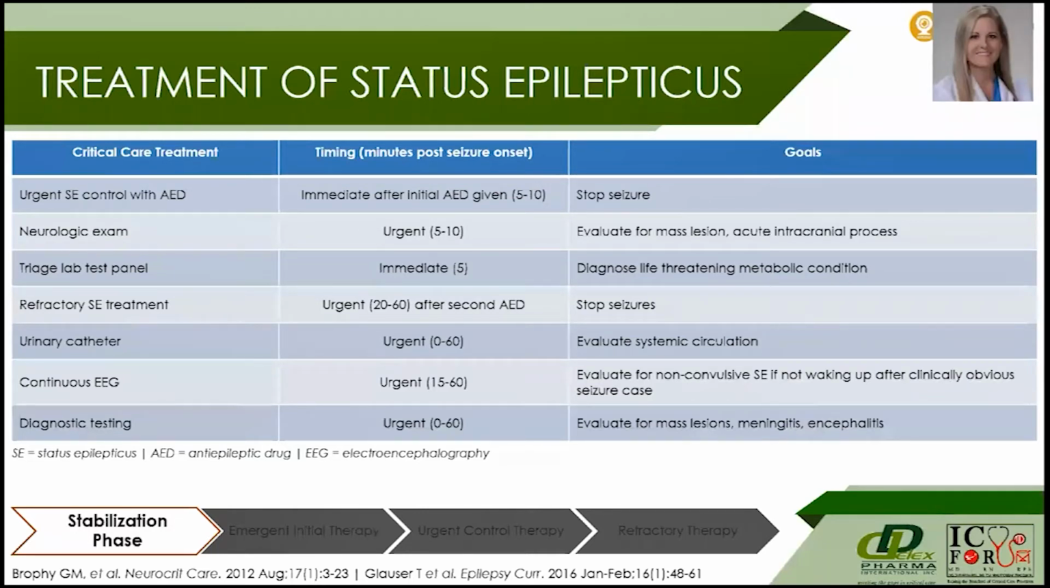We may also want to get a urinary catheter in place to evaluate their circulation, make sure that their urine output is adequate. It's also a good idea, wherever available, to place a continuous EEG on our patients, as we know not all patients will exhibit physical symptoms of seizures. And then diagnostic testing, as we discussed before.